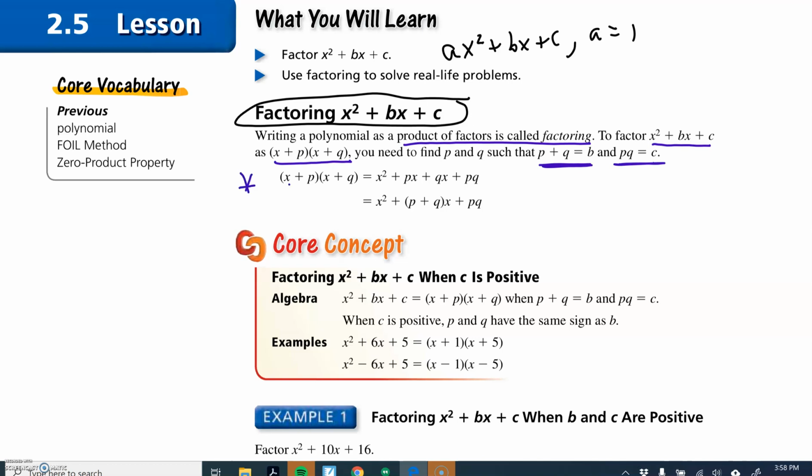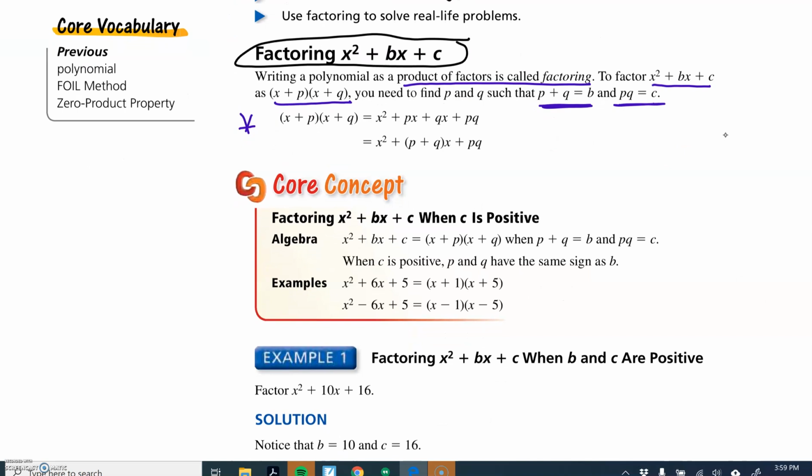Because when we multiply this out, we do x times x, we create x squared. We do x times q, and there's our qx. We do x times p, there's our px, and then we do p times q. If we combine the like terms, notice what we get: p plus q times x, and pq right there as our constant term. So our strategy is going to be based on that multiplication.